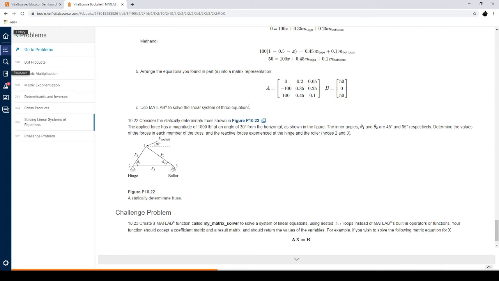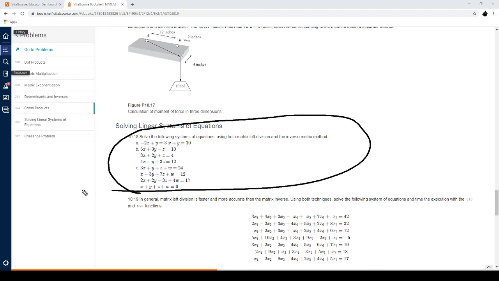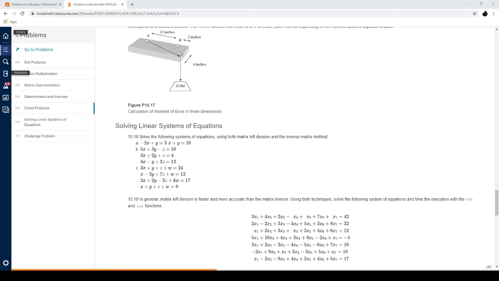Right here is another engineering-related question, but this isn't the one that we did. This one is just like a truss, so it's solving forces in a truss. That could be useful. But this is the one that we're doing, just to show the basics of how you do it. So, solving systems of linear equations, right?